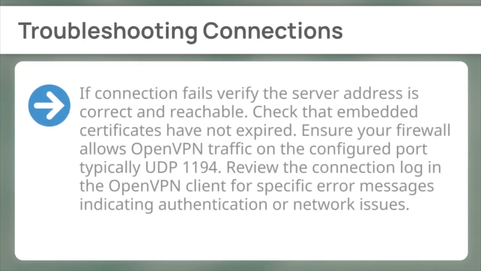Finally, troubleshooting connections. If connection fails, verify the server address is correct and reachable. Check that embedded certificates have not expired. Ensure your firewall allows OpenVPN traffic on the configured port, typically UDP 1194. Review the connection log in the OpenVPN client for specific error messages indicating authentication or network issues.